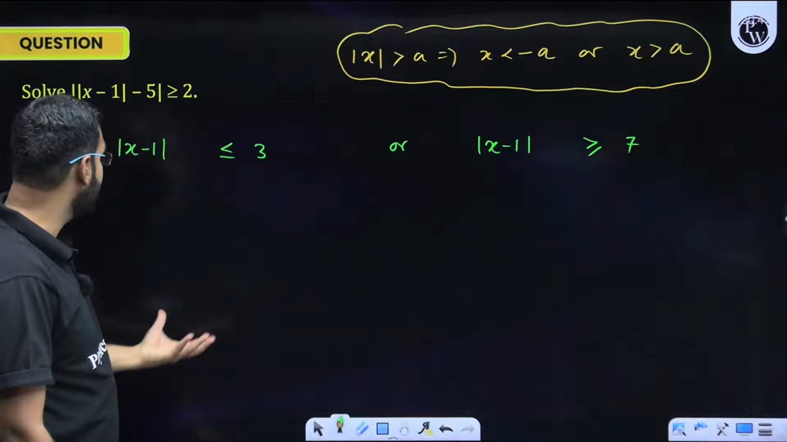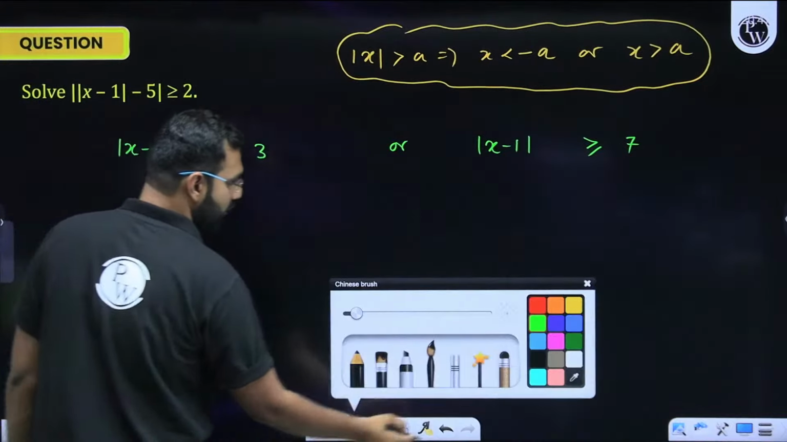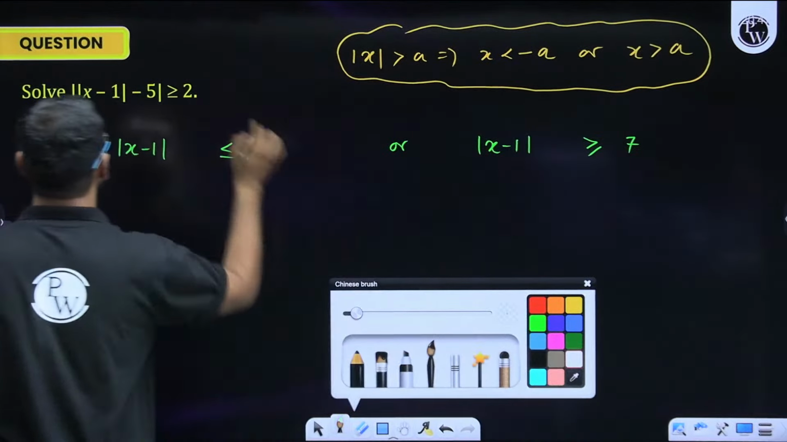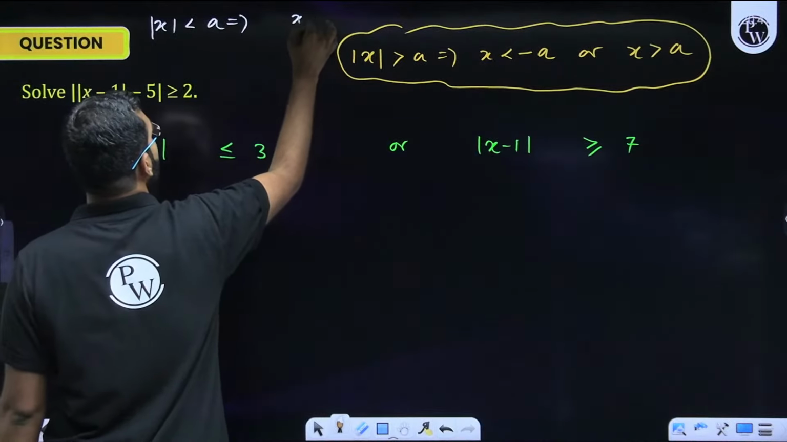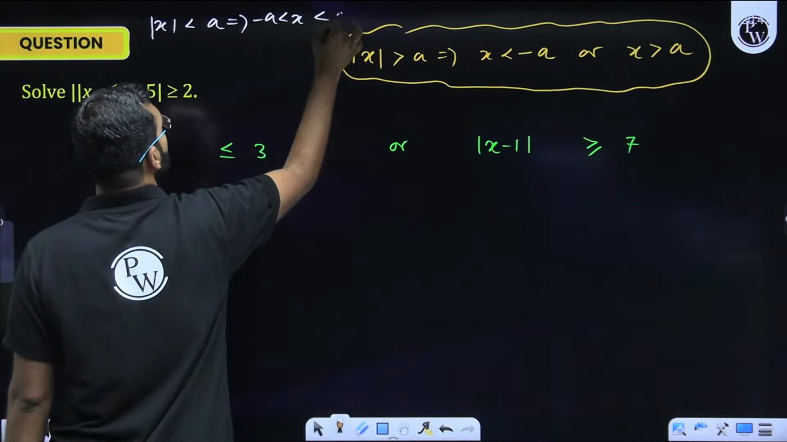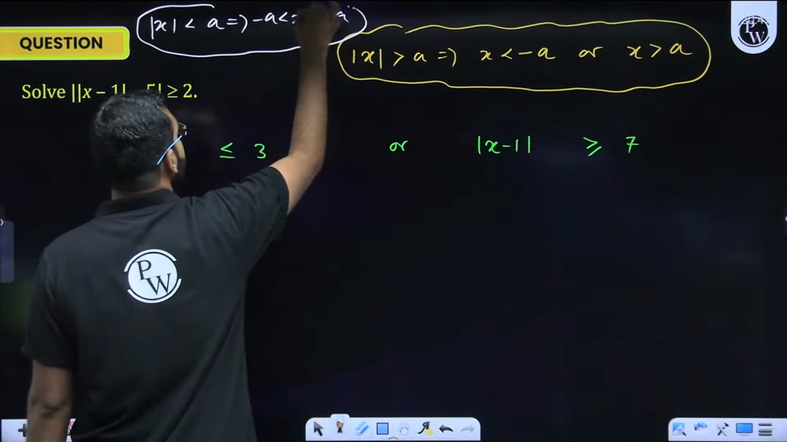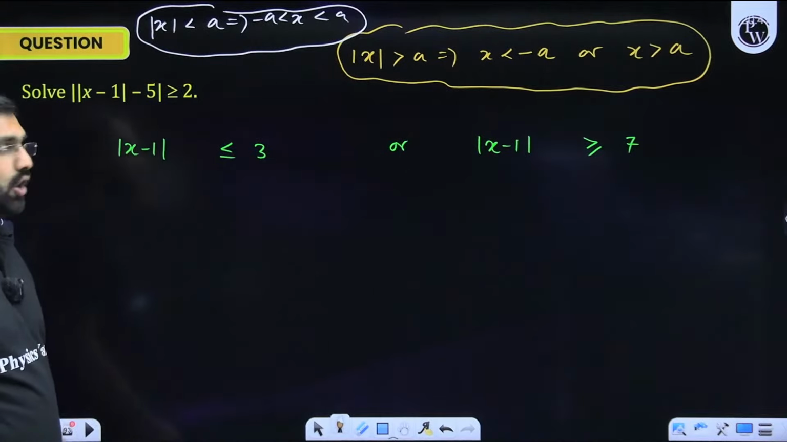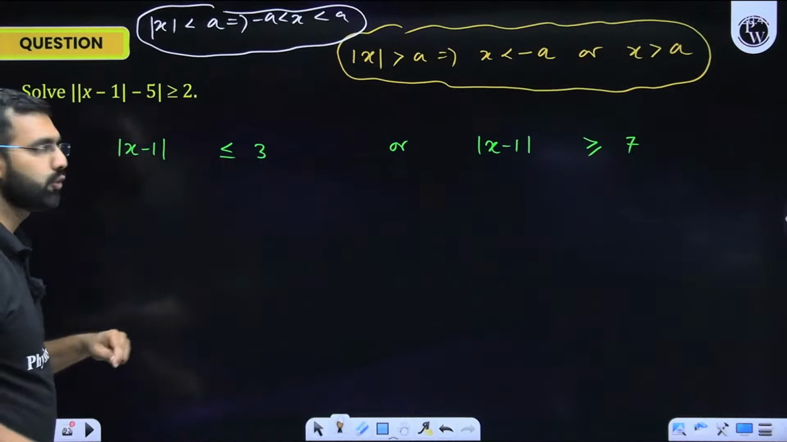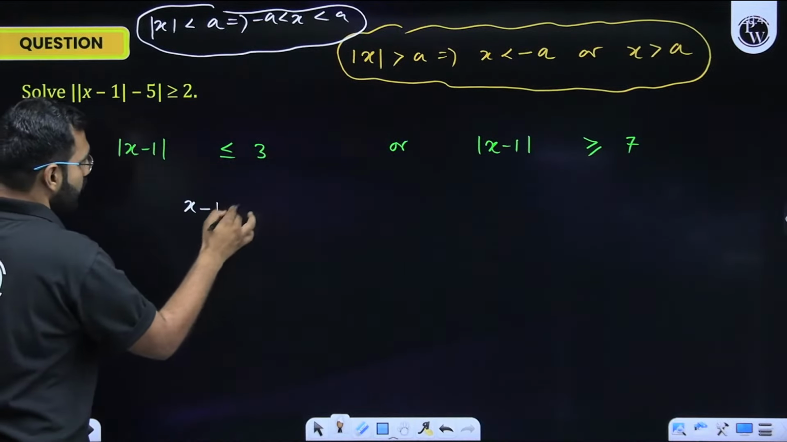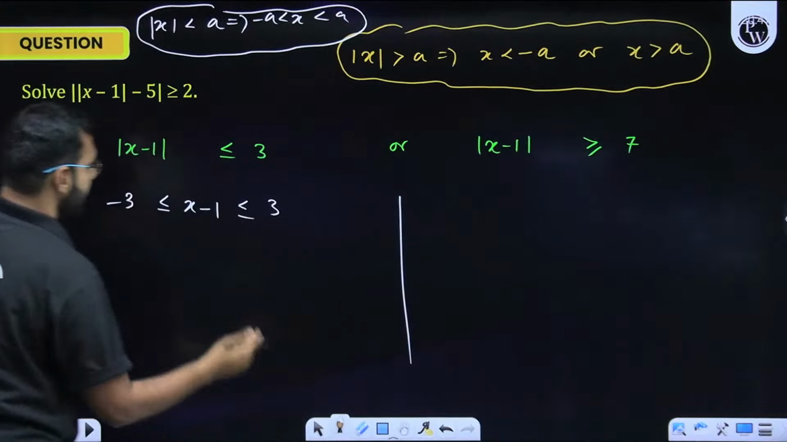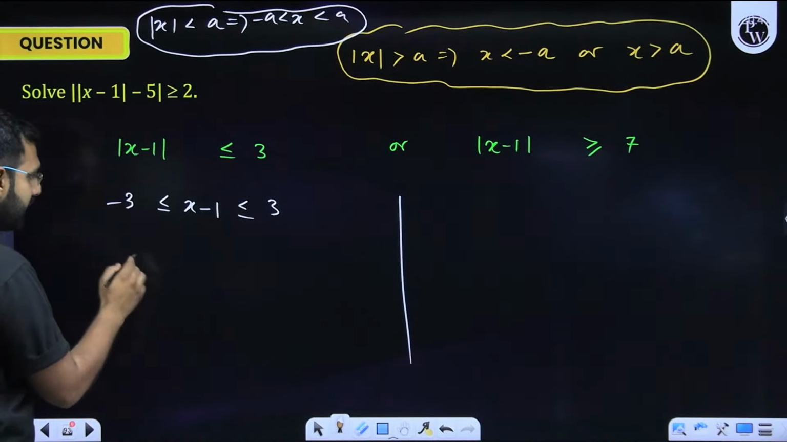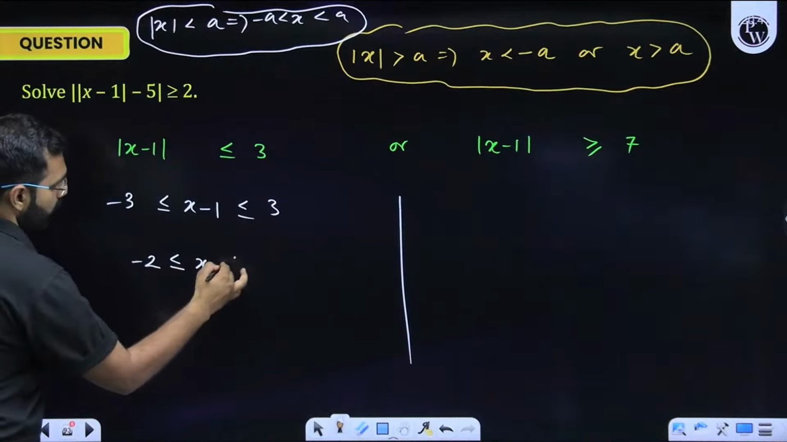Then again, when I delve further, I hope you remember one more conclusion we have already discussed. What was that? If mod x is less than a, then x lies between minus a and a. So if I apply this, mod of x minus 1 is less than or equal to 3, which means x minus 1 will lie between minus 3 and 3, which means if I add 1 on all three sides, it will be minus 2, 2, 4.